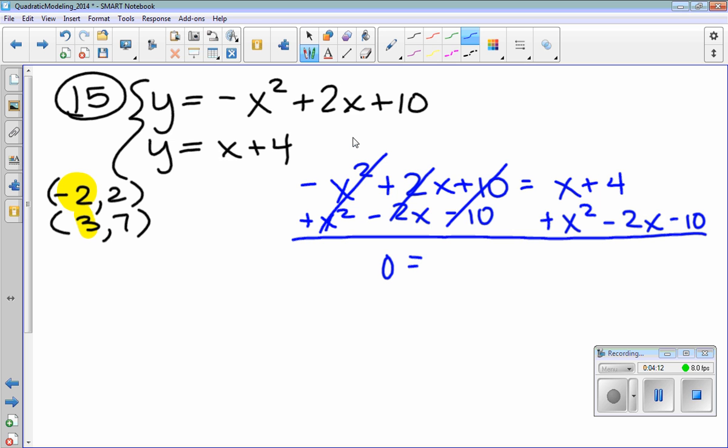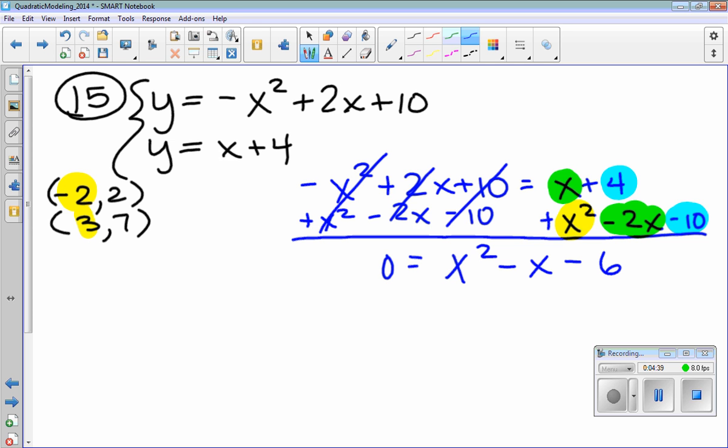Now, I have to be careful about what I can combine versus what I can't combine. So I'm going to color code things. The x squared has nothing to combine with. The x and the negative 2x can combine, and then the 4 and the negative 10 can combine. So we just have to combine like terms. Okay? So at this point, I have x squared, minus 1x, and then minus 6.